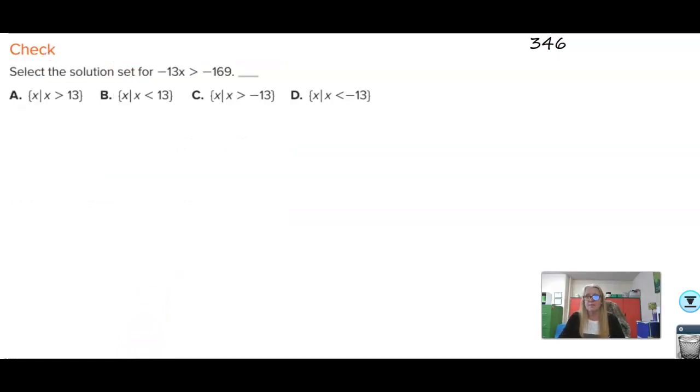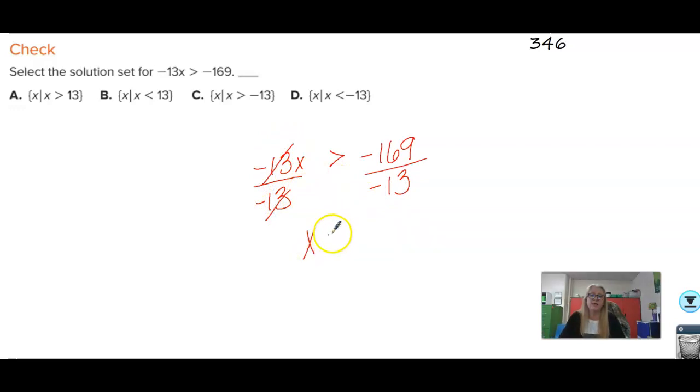Okay, super fun. All right, select the solution set for, oh, this one I know. Negative 13x is greater than negative 169. Okay, we're going to divide both sides by negative 13. But when we multiply or divide both sides by a negative number, we flip the sign. So we will have x is less than, and this will be positive 13, right? So the solution set would look like this.